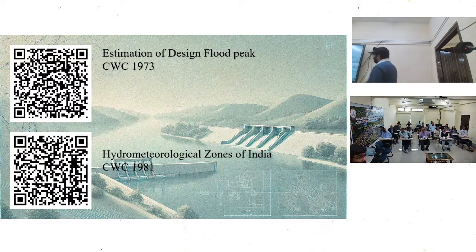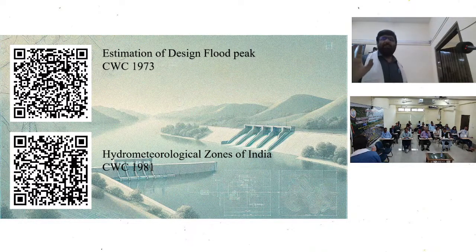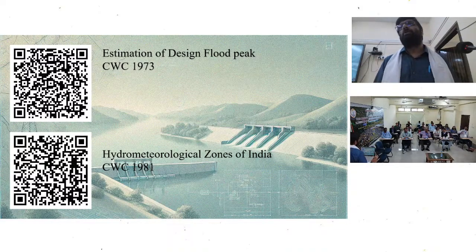Then these are the two manuals that we have to follow. We cannot deviate from these two manuals. One is the estimation of design flood peak, by CWC 1973. I have put the QR code; you can scan it and get the manual. Then you have the hydrometeorological zones of India, CWC 1981, that gives 2A, 2B, 2C. Just scan the code, you will get the URL, and you have a list of all these books. Whatever is written in these two manuals, we have to follow to the word, line by line. Do not deviate from that, because any deviation will give you errors and raise question marks.